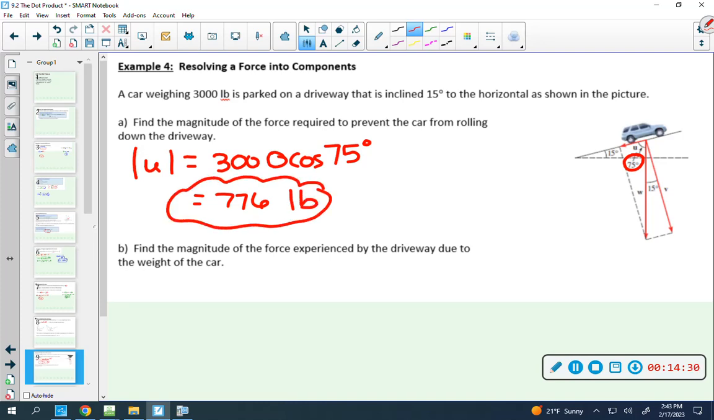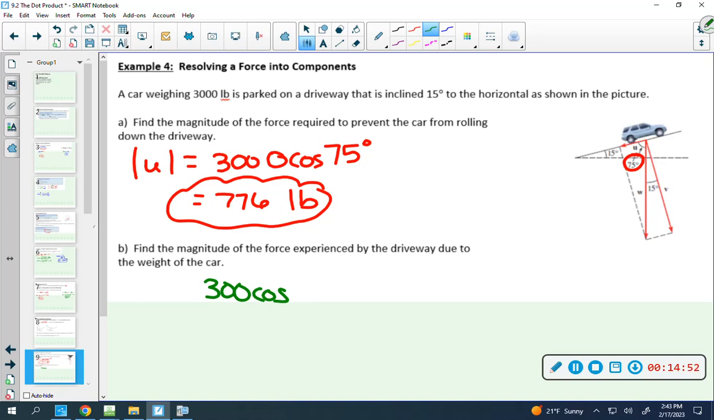Now, find the magnitude of the force. I feel like I'm teaching physics today. Experienced by the driveway due to the weight of the car. So this time, of course, really what's going to change is your angle. So, find the magnitude of the force experienced by the driveway. Well, I'm looking at the driveway, and of course I'm after what's the angle with the driveway?